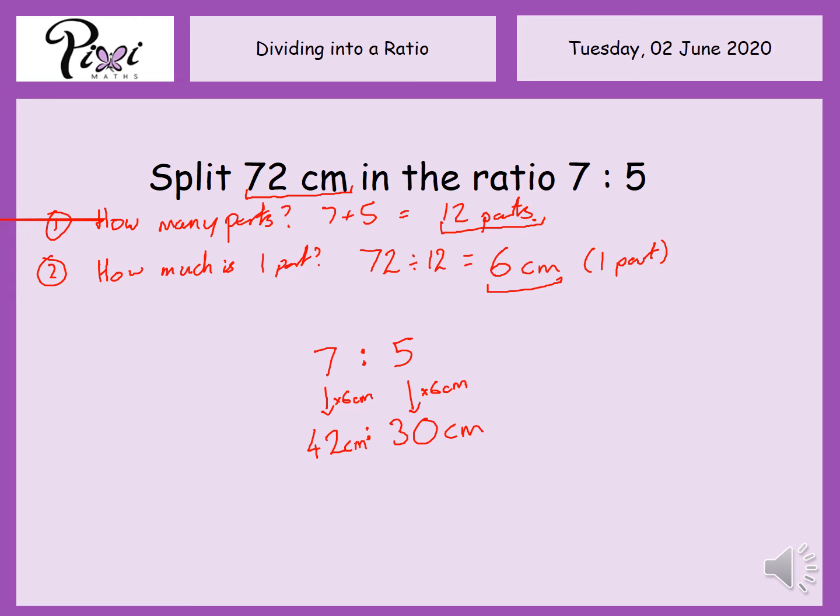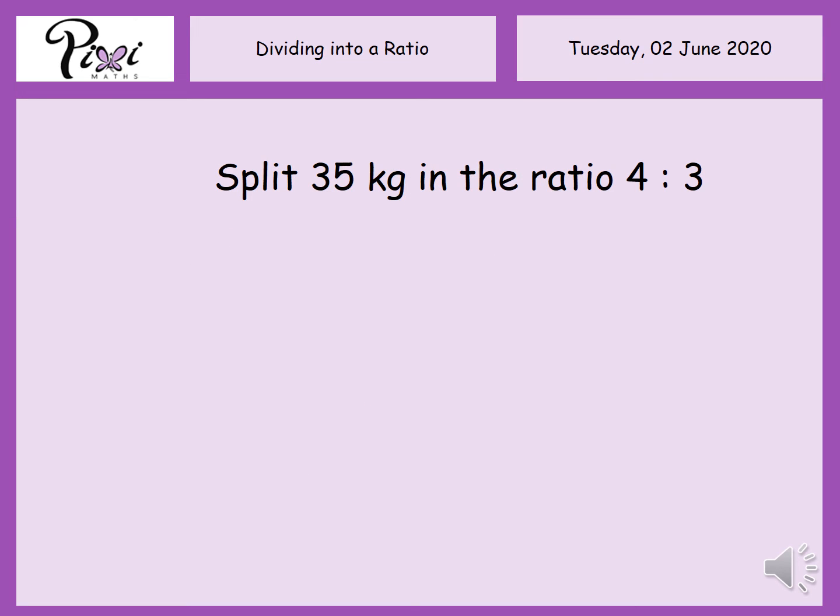And we can check our answer as well by checking that our total is 72. So 42 plus 30 does equal 72. So we have got the correct answer here. So here is our final answer. Okay, so we've seen money, we've seen it with length. Let's do one with weight now.